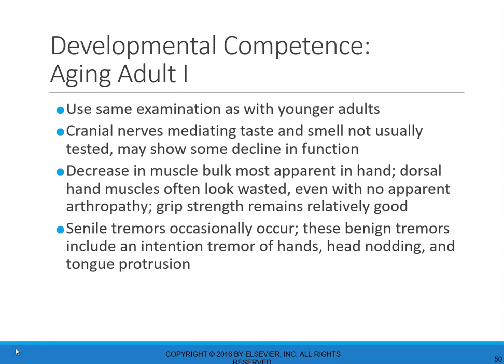With the older adult or the aging adult, you're going to use the same exam as you would for younger adults. You may notice that they have decreased muscle bulk, as we talked about at the beginning of this lecture. They may also have senile tremors. They are benign, so just pay attention to that and note it in your notes when you're assessing them. You may notice tremors of the hands, the head, or even tongue protrusion.